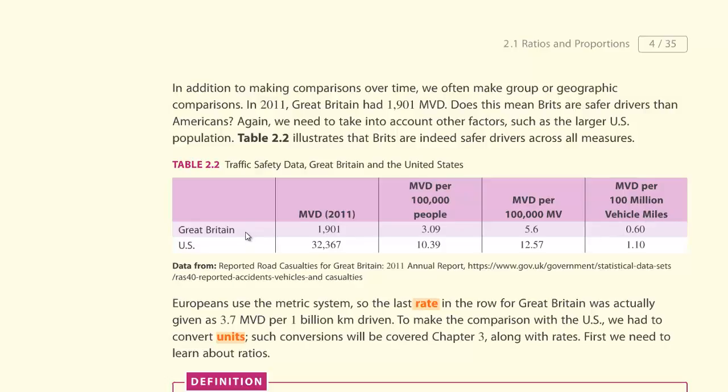Well, in Great Britain, they use the metric system. So their original data would have been 3.7 motor vehicle deaths per 1 billion kilometers driven, and then you would have to convert that into 100 million miles driven, which would entail using a conversion line technique that we'll talk about in chapter 3. But I just want to point out that even when units of measure are different, deaths per miles versus deaths per kilometers, you can still compare those two quantities as long as you convert one to the other. We also could have converted ours into kilometers.